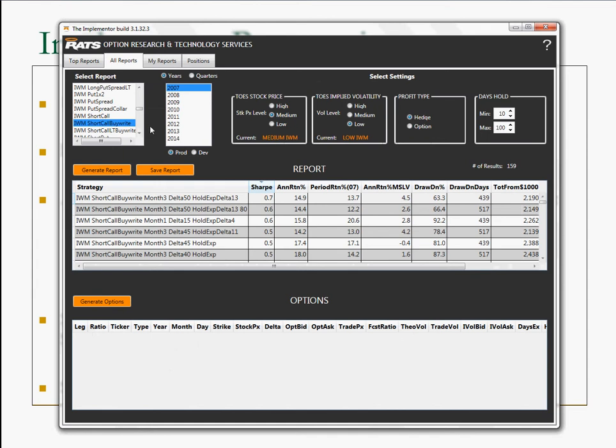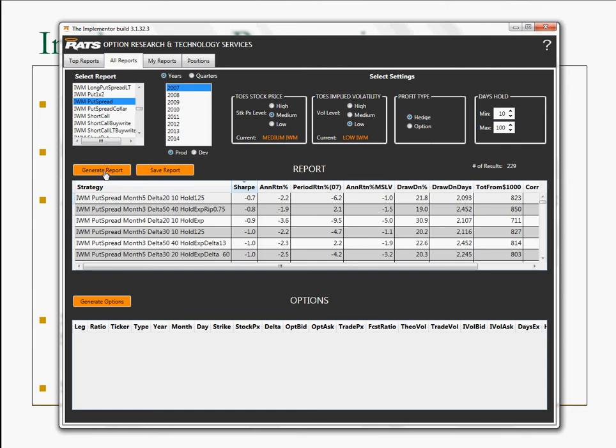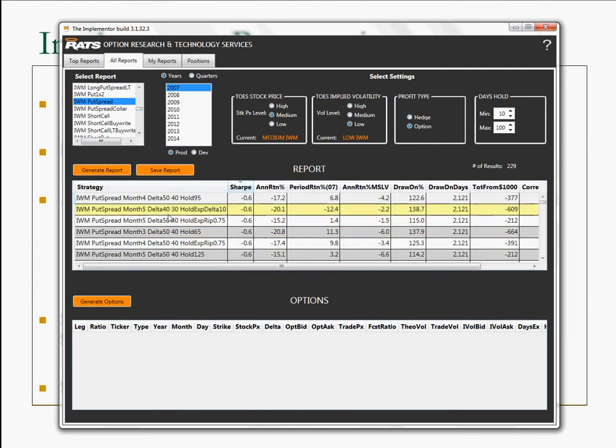Let's go look at a put spread. So here's a put spread, and we'll stay with IWM. We probably don't want to have a hedged put spread. We'll want to do just the options alone. So we'll generate the report again.